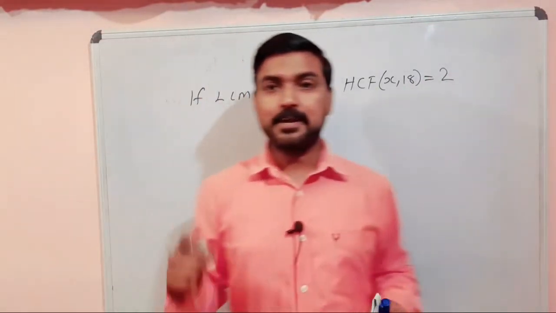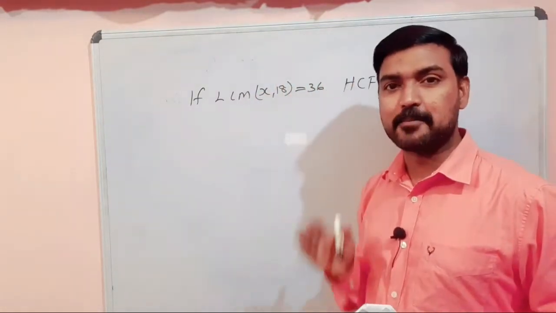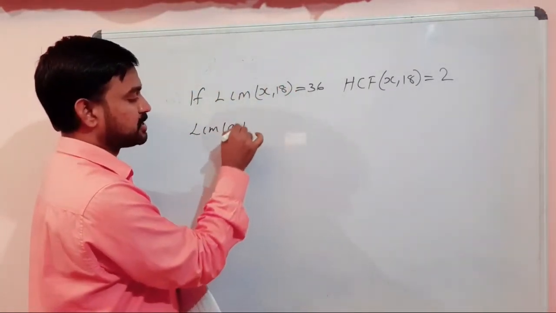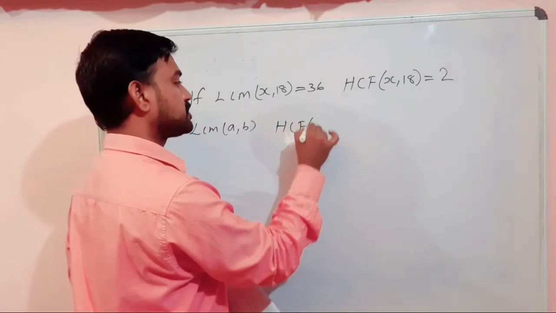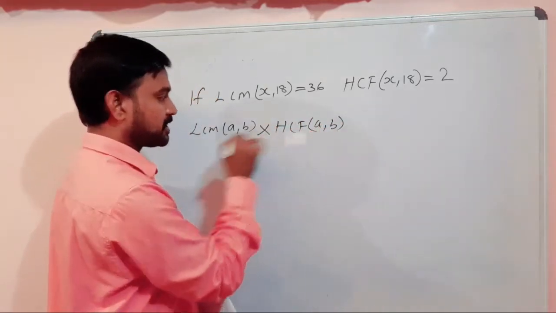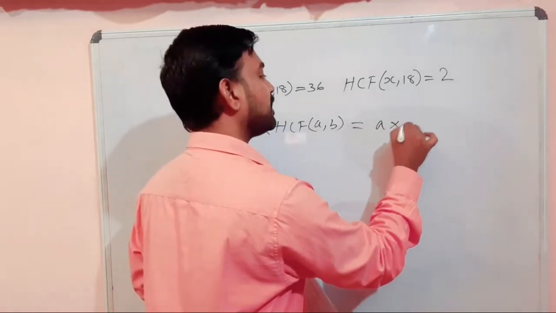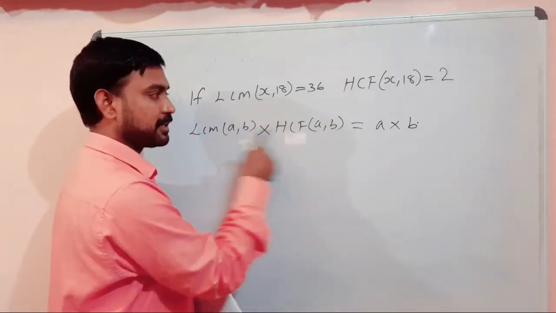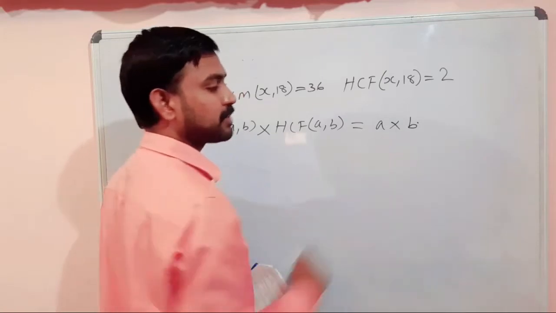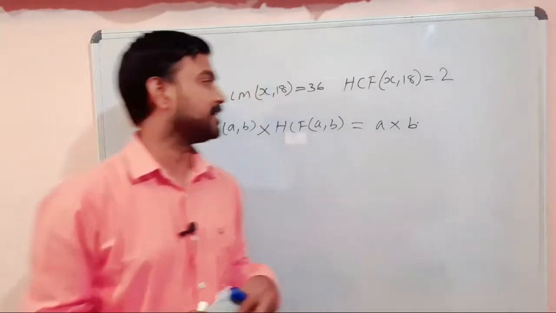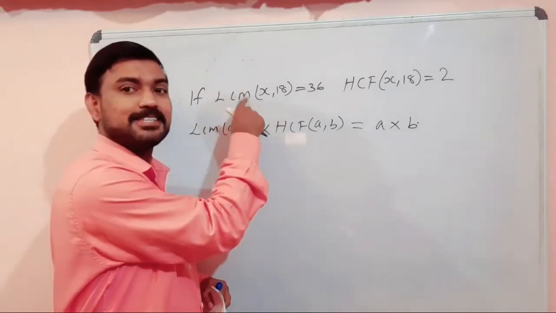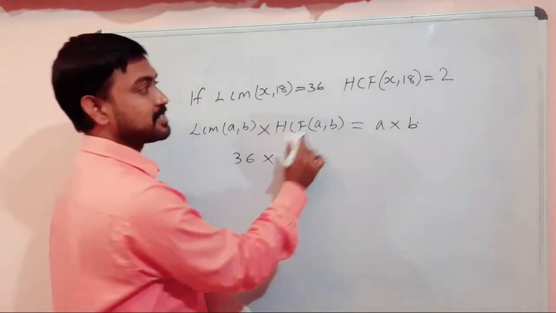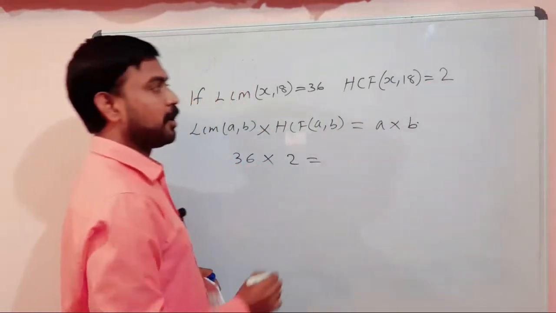Here the question is based on the relationship between LCM and HCF. We studied in chapter 1 that the LCM of two numbers a comma b and the HCF of the same numbers a comma b, their product will be equal to the product of the numbers. If we apply this rule here, we can find the value of x because x is the first number. The LCM is 36, so 36 into the HCF, which is 2, is equal to the product of the numbers.